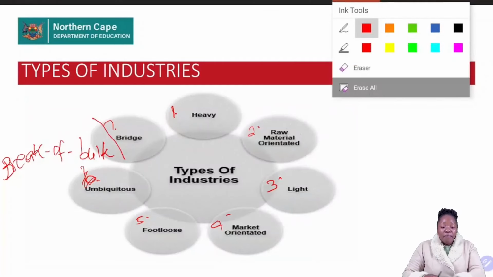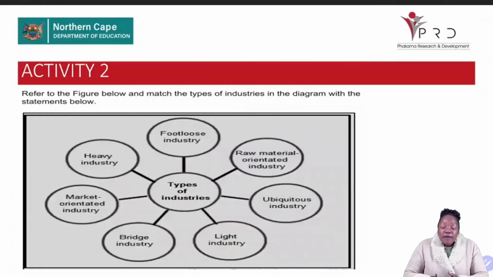So we're going to learn more about the types of industries. Based on the information that I've given you, we have the second activity. Our second activity is based on the types of industries. You've got your footloose industry, your raw material orientated, your ubiquitous, your light, your bridge, your market orientated, and your heavy industry. You must be able to name all of them and define all of them, because sometimes you will get them as these ones.